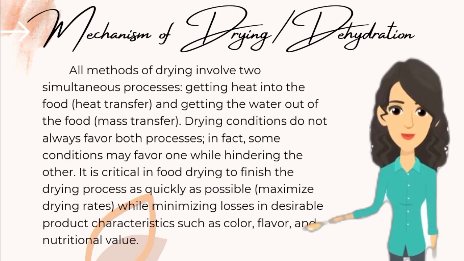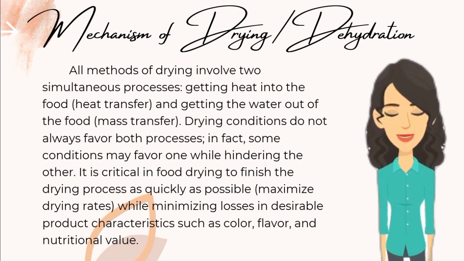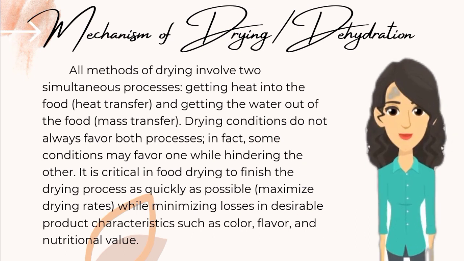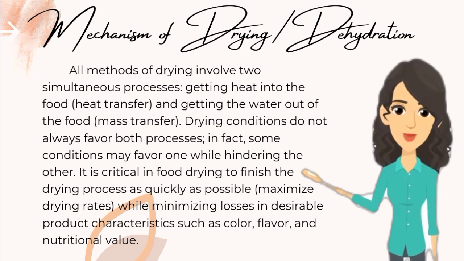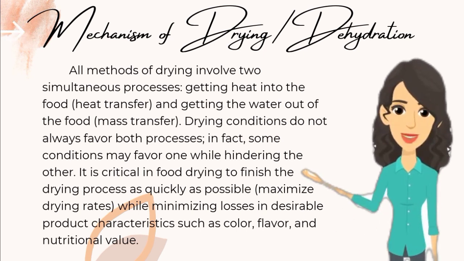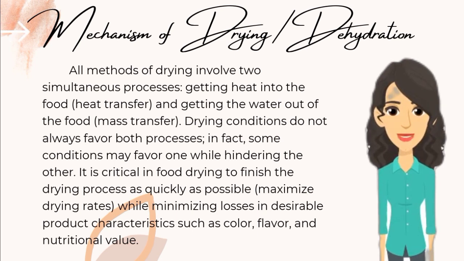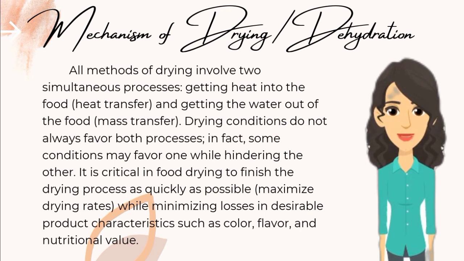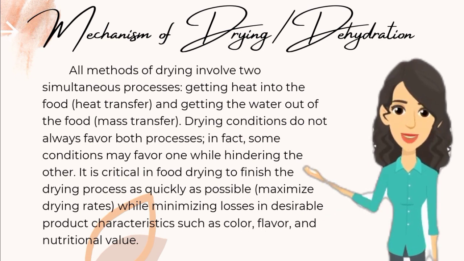So all methods of drying involve two simultaneous processes: getting heat into the food, or the heat transfer, and getting the water out of the food, or the mass transfer. Drying conditions do not always favor both processes. In fact, some conditions may favor one while hindering the other. It is critical in food drying to finish the drying process as quickly as possible to minimize losses in desirable product characteristics such as color, flavor, and nutritional value.